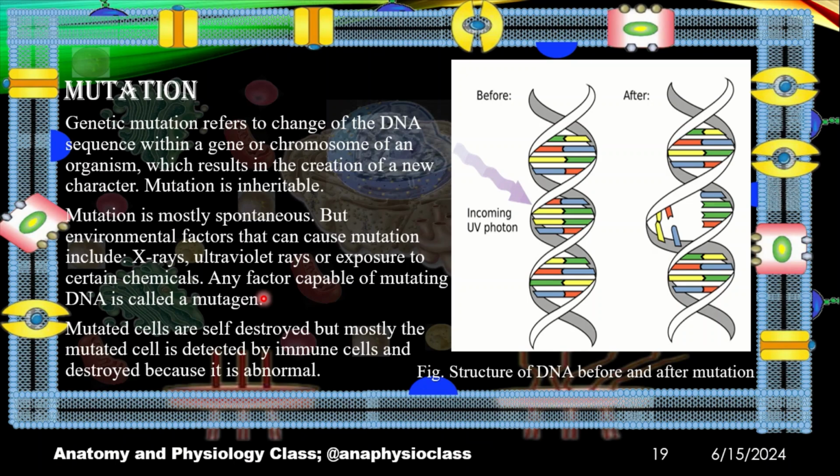Normally, mutated cells are self-destroyed. The immune cells normally activate the process of apoptosis in the mutated cells, while some of them are destroyed by the immune cells themselves. Apoptosis is activated in the mutated cells if the mutation is very severe. Take note that when mutation occurs in autosomes and in somatic cells, it is not inheritable. But when the mutation occurs in germ cells, because germ cells are involved in the process of reproduction, that mutation will become inheritable.